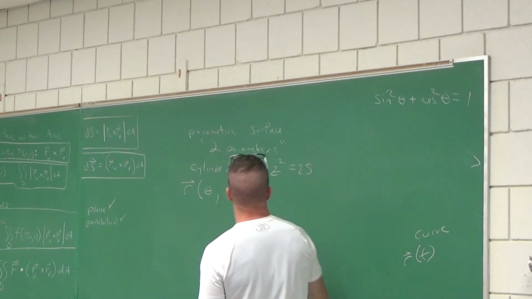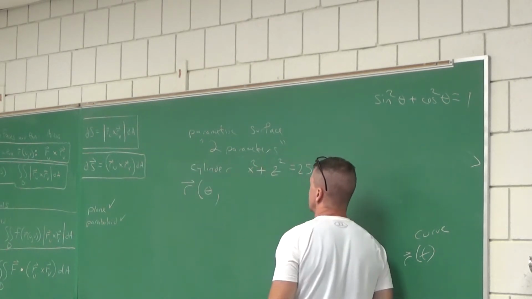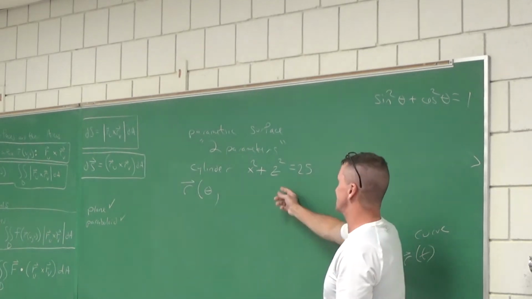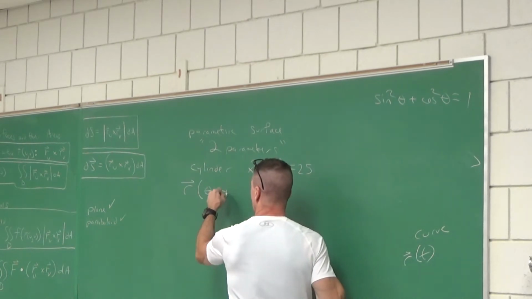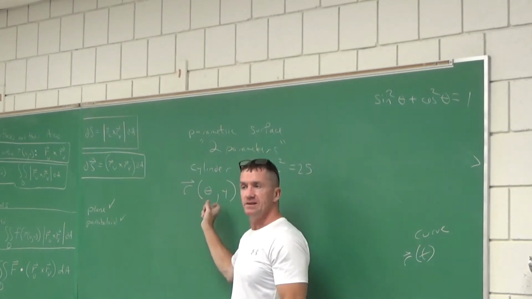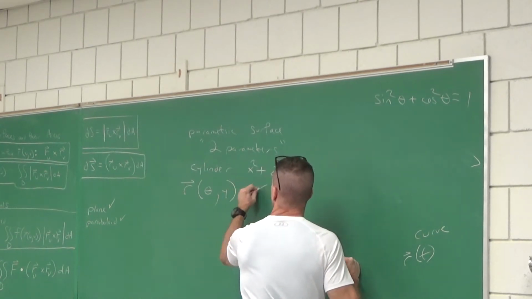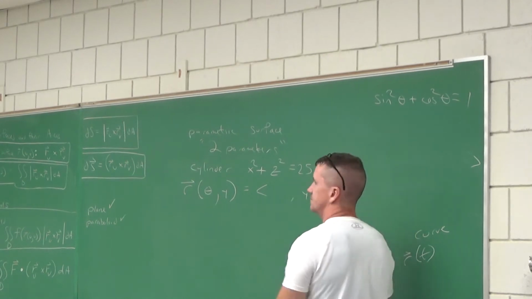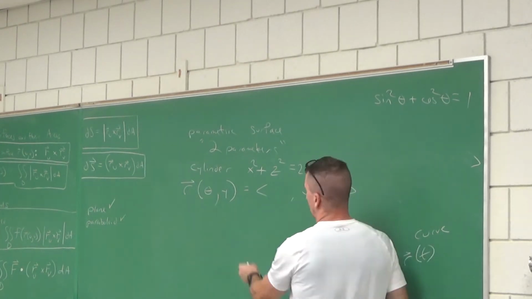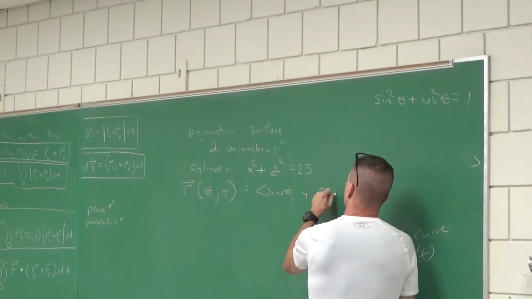Well, what parameters would you want to use? I don't know if it helps, but look at the letter that's missing. So this is a circular cylinder, centered on the y-axis. Use theta and y. The order that I write these doesn't matter. But this has just got to be a lonely y right there. Give it a 5 cosine theta and a what? You got it.